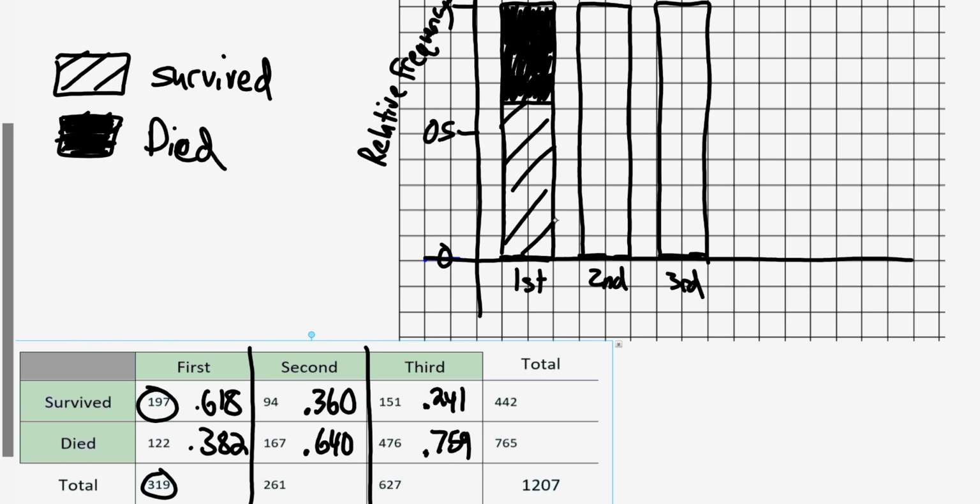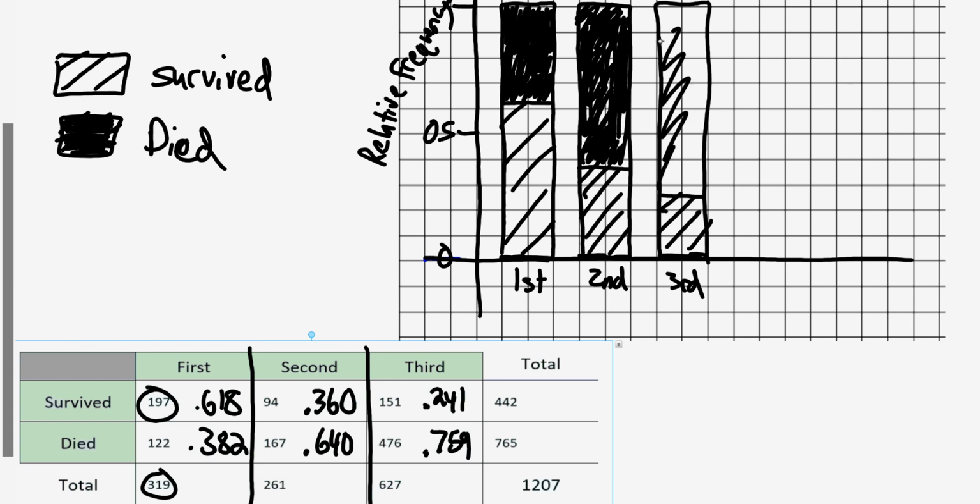Okay, so for survival for second class, there's only 36%. So I'm going to estimate right around here. There's my survived. Everything else, 64% of second class did die. So that's going to be shaded in. And then likewise with third class, it was down to 24%. About 24% survived. So we'll say that's about right here. And we have the rest that died.